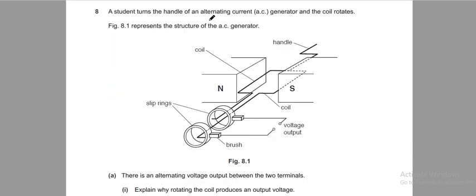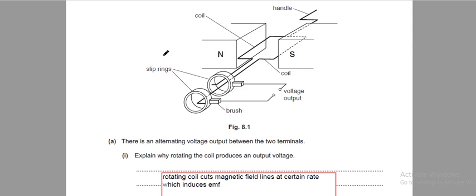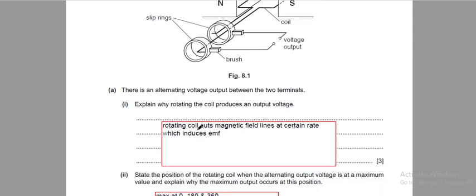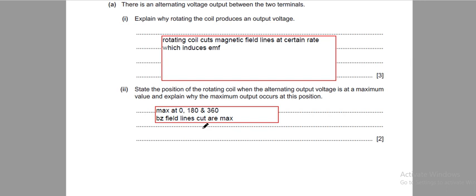Then turn the handle of an AC generator and the coil rotates. There is AC voltage output between the terminals. Explain why the rotating coil produces an output. The main idea is that as the coil rotates, a rate of cutting magnetic field lines by the coil is obtained, and this causes EMF. It induces EMF. The word induce here is a keyword that you should mention.